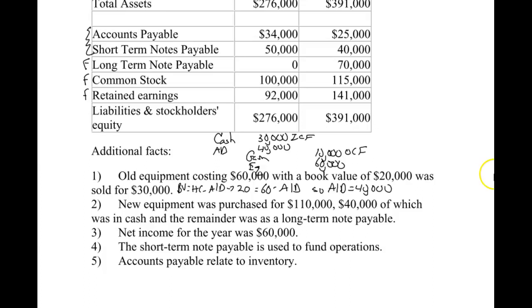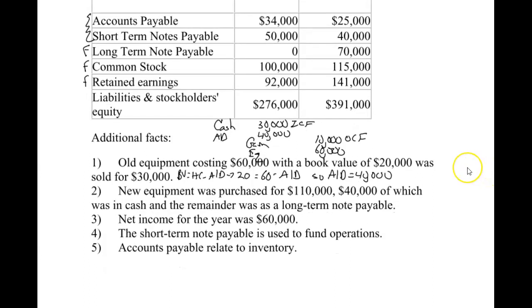Let's look at number 2. It says new equipment was purchased for $110,000. Let's take a look here at what we got. Let me come down here and do my journal entry. We have equipment purchased for $110,000. I'm going to leave the zeros out because I'm running a little tight on space.